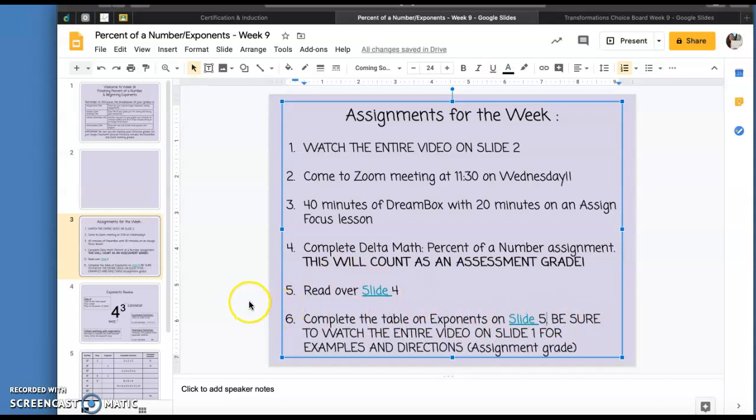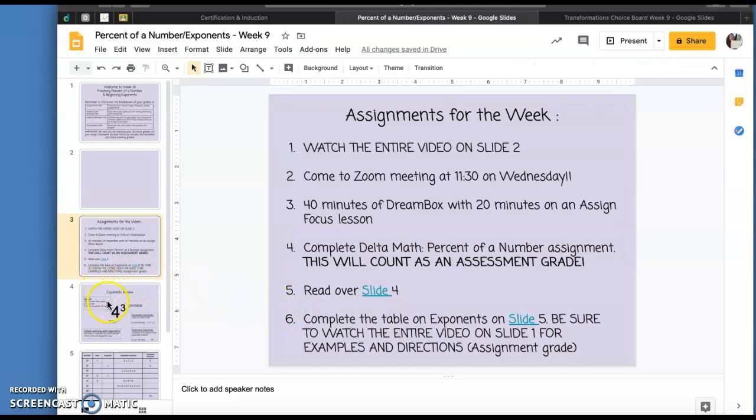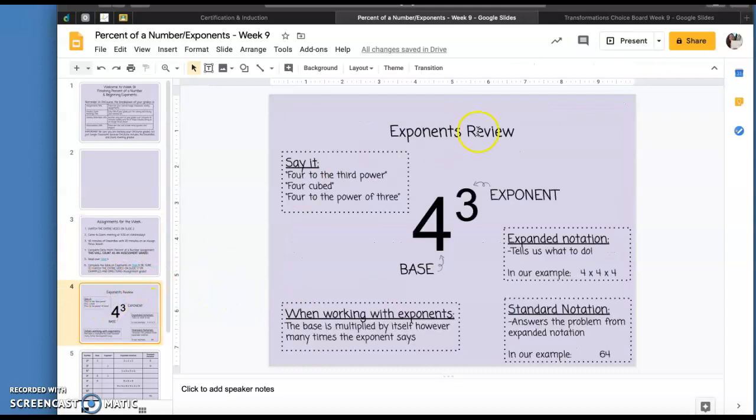Be sure to watch this entire video because I'm going to explain some things. So on slide 4, this is an exponents review. Remember with exponents you need a base to tell what to do. So here's your base of 4 and your exponent of 3. The 3 is telling the 4, hey, multiply yourself by yourself 3 times. So to say this, you're going to say 4 to the 3rd power, 4 cubed, or 4 to the power of 3. So it's your base to a power.